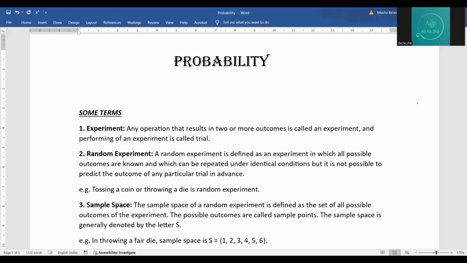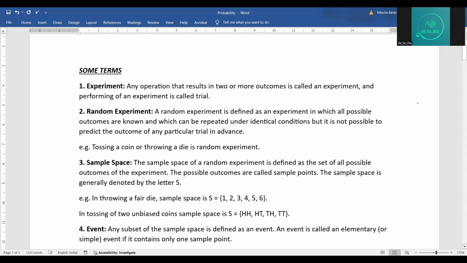There are certain terms that we need to understand before we come to the definition of probability. Like what is an experiment? Any operation that results in two or more outcomes is called an experiment. Like giving an exam, either you will pass or fail. It could be more than two outcomes as well. Performing an experiment is known as a trial. In many questions, you might have heard about the term trial. Whenever you perform an experiment, that's a trial. How many times you are doing it, two times, three times, that becomes the trials.